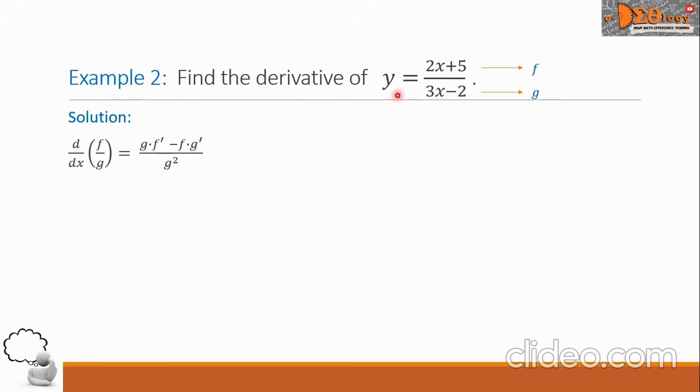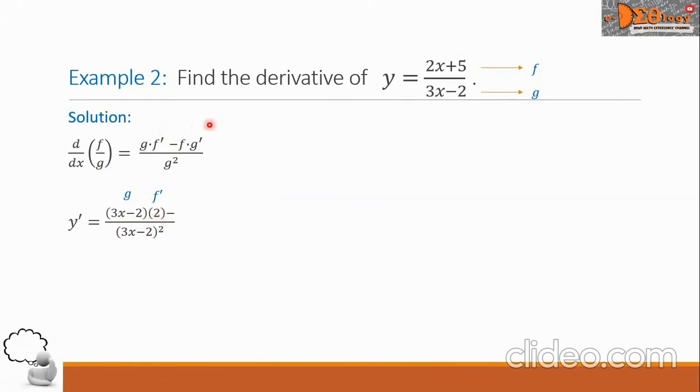Writing now our derivative, let us begin with squaring our denominator. So we write here the square of 3x minus 2. Next, let us write the first product here, g times f prime. So we copy the denominator, that is the 3x minus 2, times the derivative of 2x plus 5. So we write here 2.